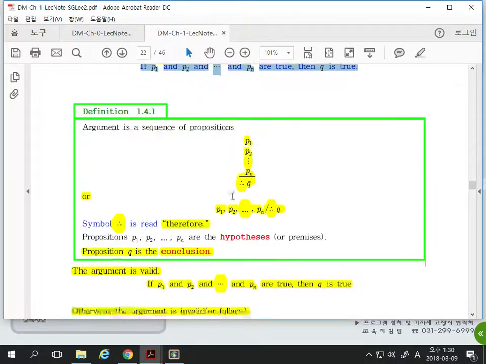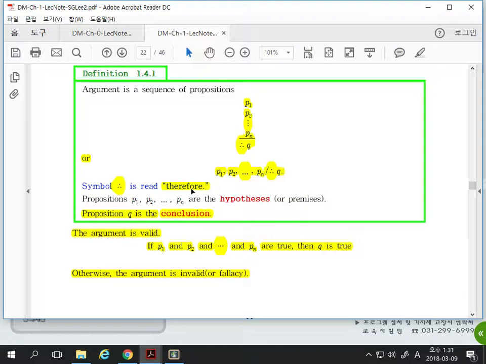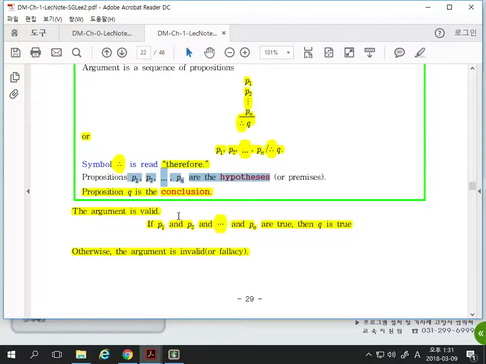Then the whole argument to reach that conclusion is valid. We write all this in this notation. P1, P2, and Pn are all true, then we reach Q. Therefore, Q was reached. This is the conclusion. Since it is hard to type and also takes more space, we can simply write it in one line. Instead of many lines, we just use one line to write this sequence of propositions symbolically. Here this symbol means therefore. These propositions are called hypotheses, and this last proposition is called the conclusion, which is drawn from the given hypotheses. The argument is valid if these are all true and Q is also true. Otherwise, the argument is invalid, or a fallacy, 오류가 있다.